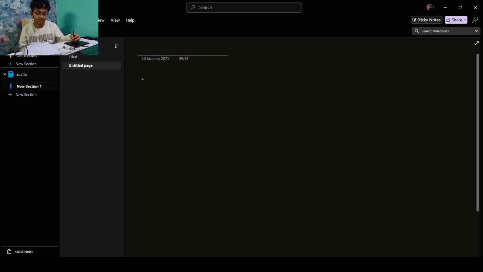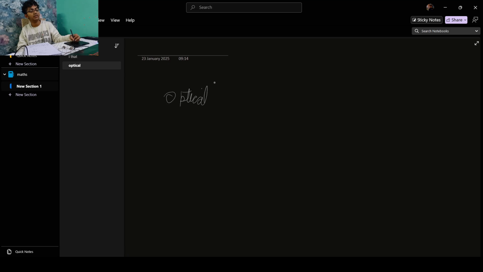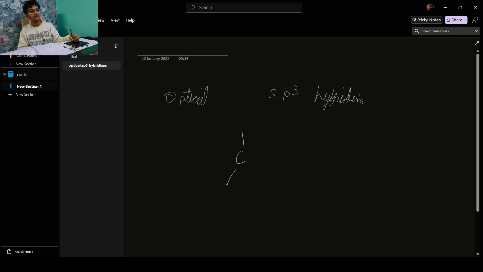Now, for the Fischer projection, whenever we draw a compound, optical isomerism basically says that a compound might be out of the plane or in the plane, and we really can't tell that because optically means we can only see it in a laboratory. For example, any compound, we all know that carbon forms sp3 hybridization at its max, and it has a tetrahedral geometry.